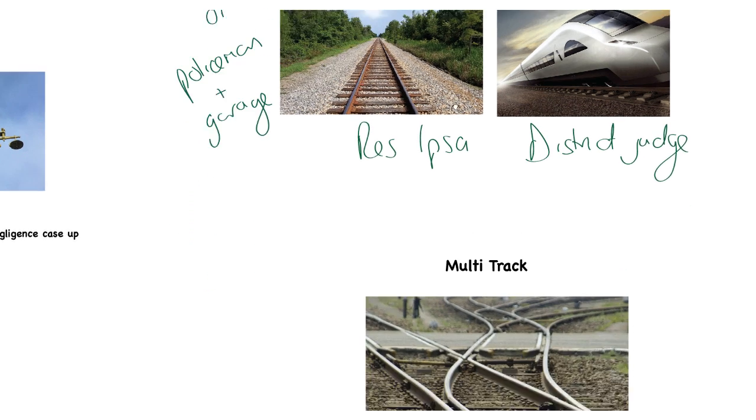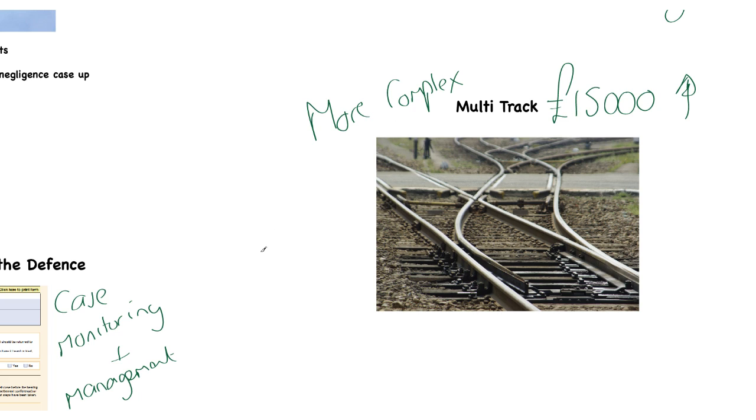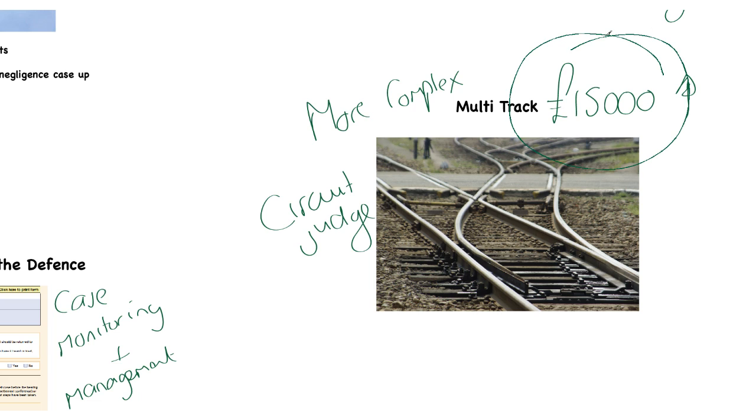The multi-track system is for our big hitting offences. We are talking about over £15,000. So big cases. These are more complex. And they're almost always heard by a circuit judge. So a far more serious judge. And they will deal with any claim that isn't in the scope of the fast or the small claims track. And that's normally because of its complexity or because of its value.